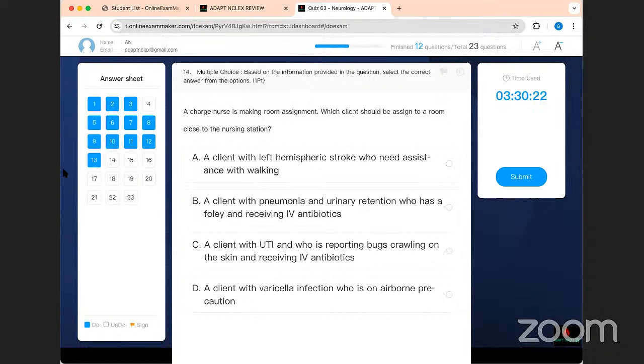If you pick A, it's wrong. The patient has a stroke, right? You need assistance to walk. Fine, because you need help to walk, we'd maybe put him in a nursing station. But look at this patient. This guy has pneumonia, urinary retention. He's getting antibiotic. He has a lot of lines. Does he need the nursing station? Maybe. This guy has a UTI, and now he's seeing bugs crawling on his skin. He's hallucinating.